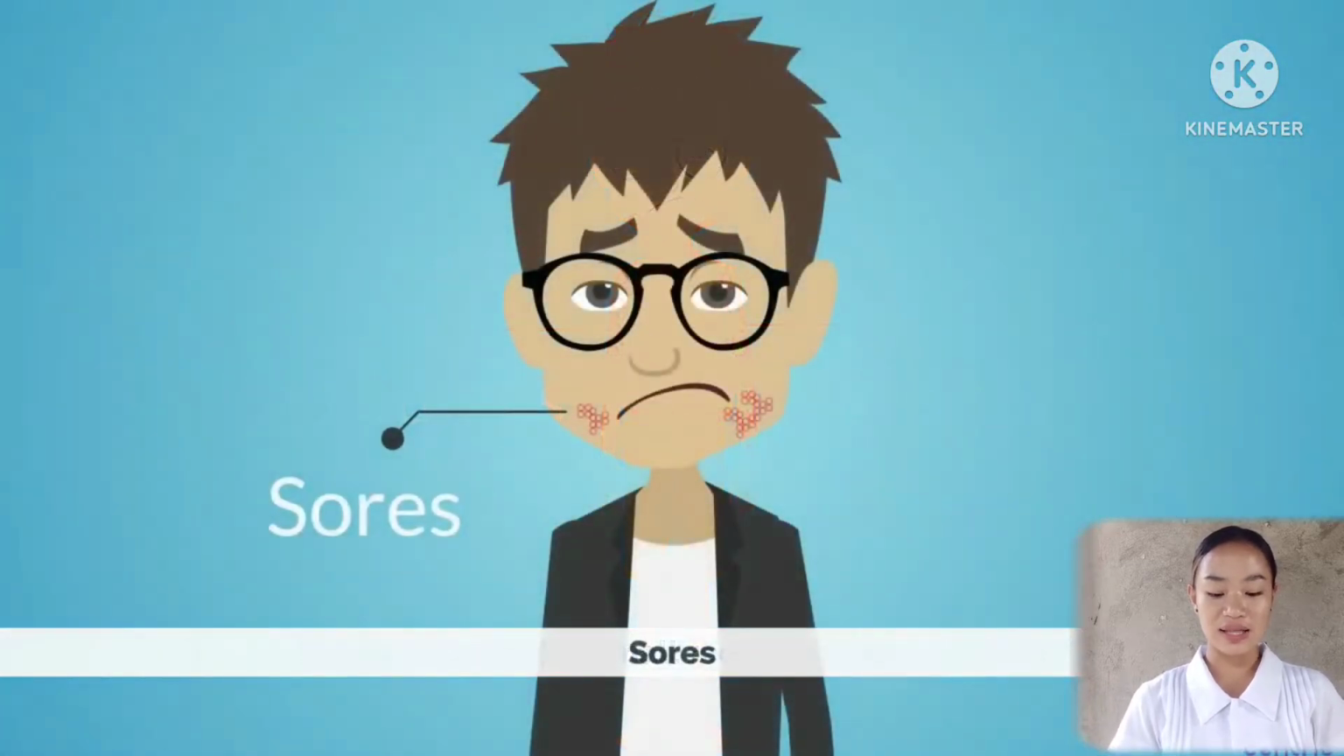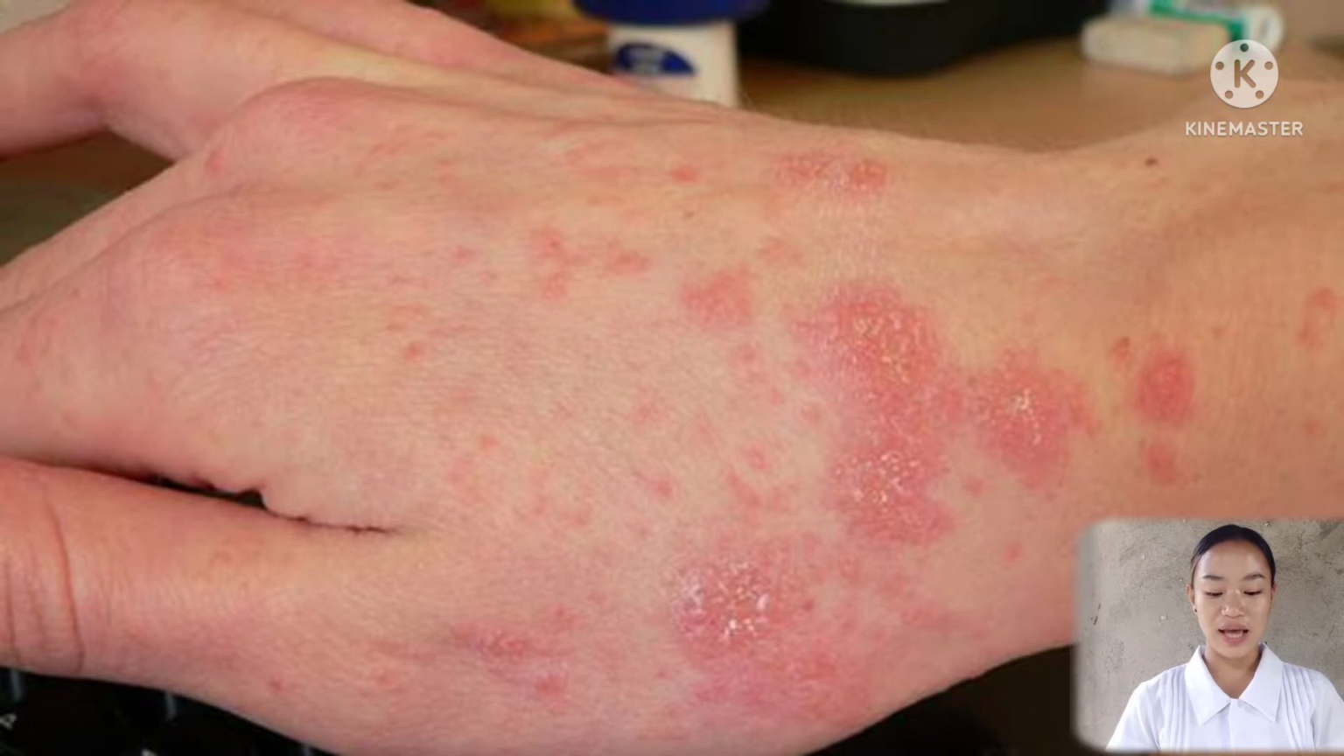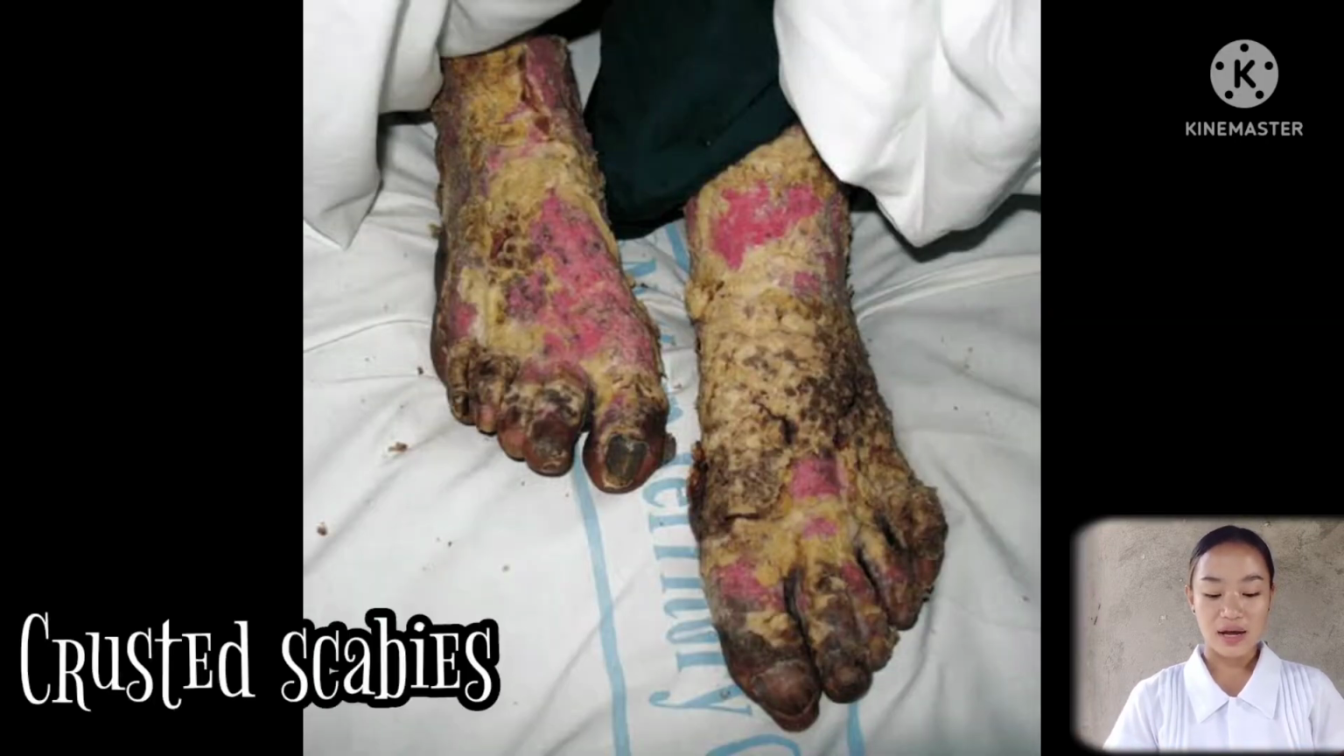Sores. Scratching that itchy rash can cause sores. An infection can develop in the sores. Thick crust under the skin. Crusts form when a person develops a severe type of scabies called crusted scabies.